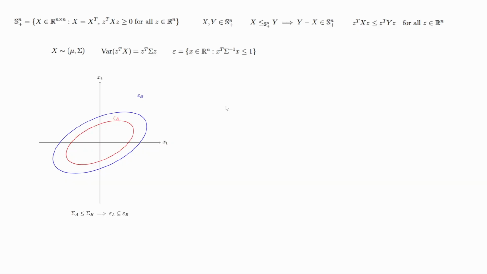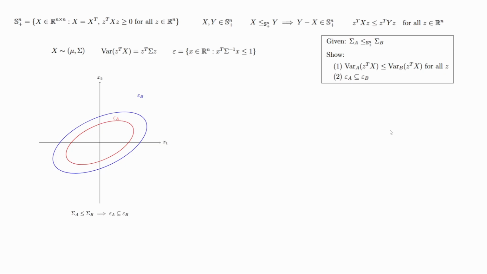So now we ask, for two datasets A and B, what does the generalized inequality sigma A is less than or equal to sigma B mean? Well, it turns out this means two things. One is dataset A has a low variance along any projection Z. And that means that the ellipsoid of A is a subset of the ellipsoid of B. In other words, A is less spread out than B along any axis. So I'd like to walk you through why that's true and how we can argue that mathematically.